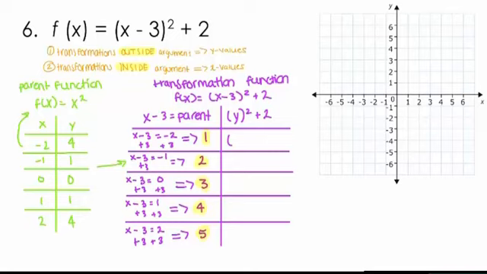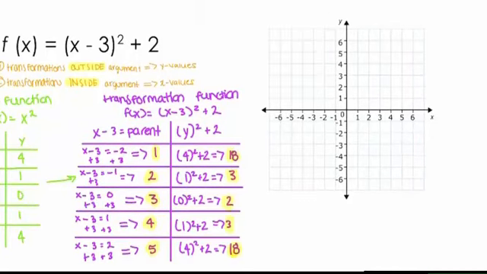It's going to be 4 squared plus 2. And then all of our parent y values. When we do that math, 4 squared is 16. 16 plus 2 is 18. 1 squared is 1, plus 2 is 3.